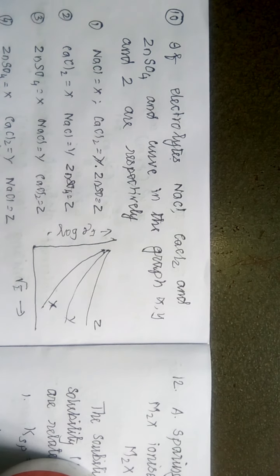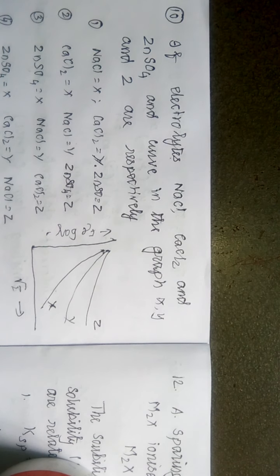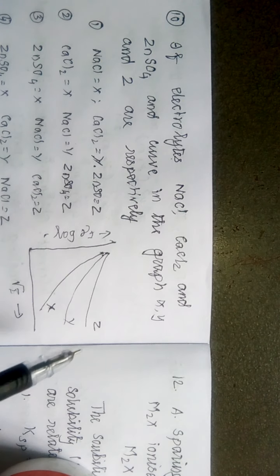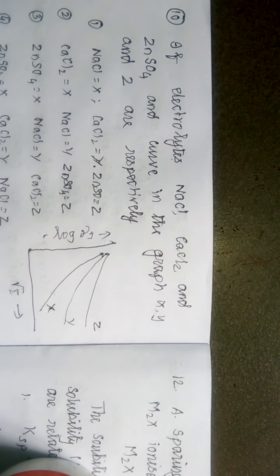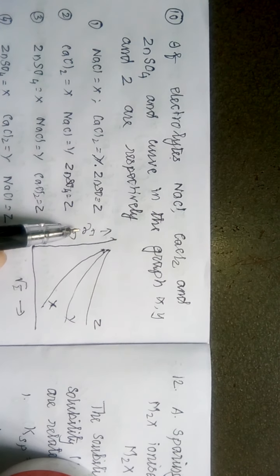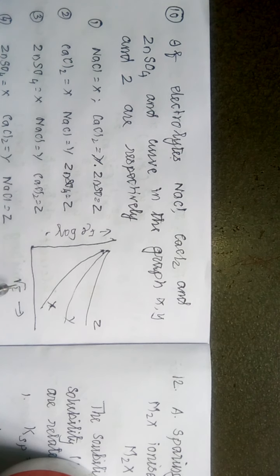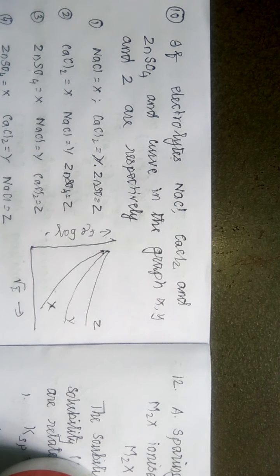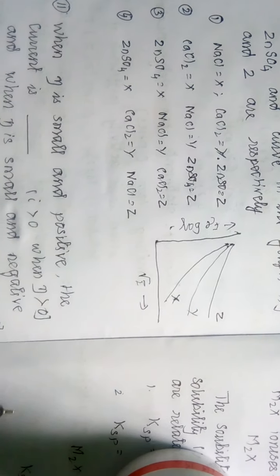CaCl2 has the next higher I value, so it will be y. NaCl has the least I value, so it will be z. Questions will also be asked based on these concepts, because activity coefficients depend upon I. As I increases, the curve goes nearer to the x-axis, otherwise it goes above the x-axis. I'll see the next question.